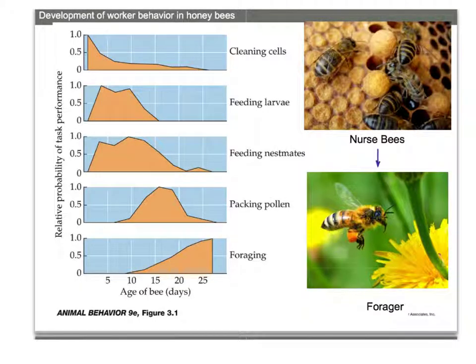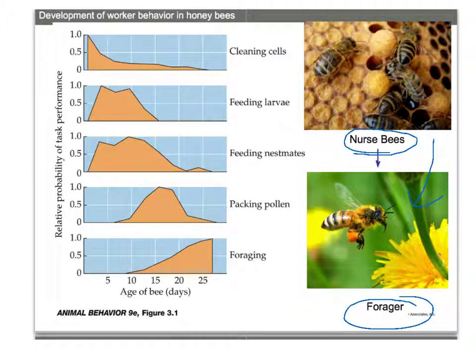Let's look at the example of honeybees as we're thinking about how organisms change throughout their developmental history. So if we think about worker bees, honeybees, hopefully you're already familiar with some of this. Early on bees start out as larvae, but when they hatch into workers, they become nurse bees. And then over time, they transition later in life to foragers.